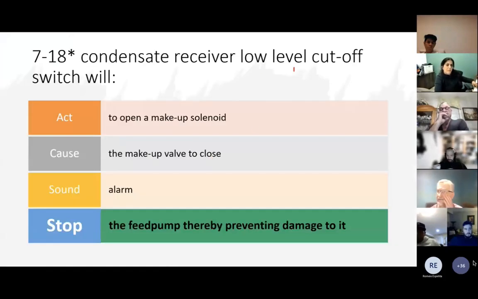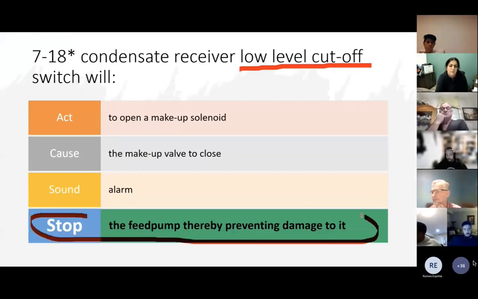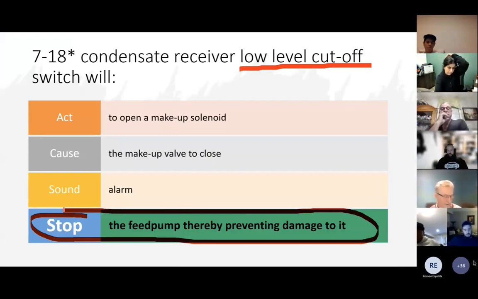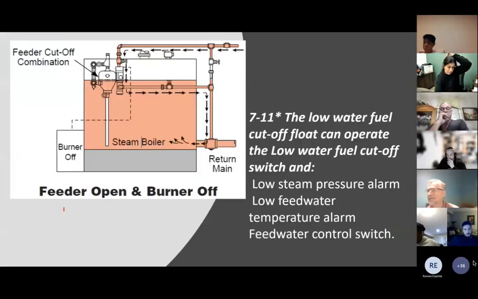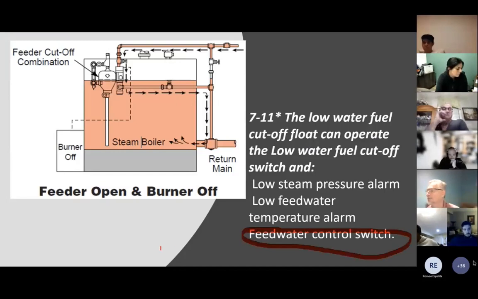If your condensate receiver has a low level cutoff, it is to stop the feed water pump. If a pump is run without liquid coming in, it's going to be damaged. It's going to be damaged quickly. Low water fuel cutoff, float can operate the low water fuel cutoff switch and feed water control switch. Okay.